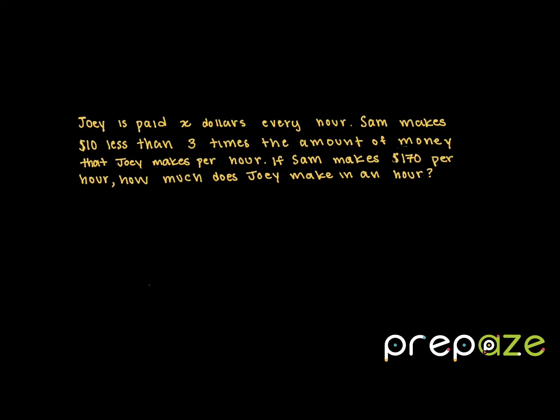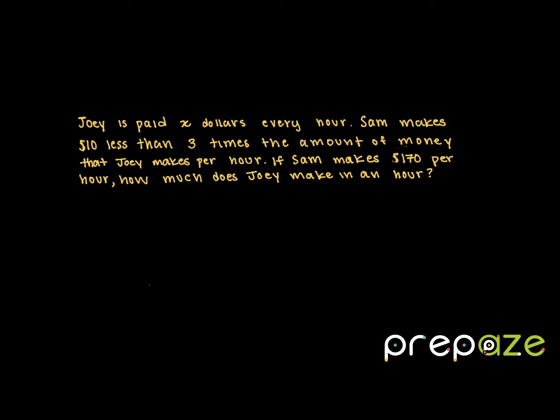Joey is paid X dollars every hour. Sam makes $10 less than 3 times the amount of money that Joey makes per hour. If Sam makes $170 per hour, how much does Joey make in an hour?